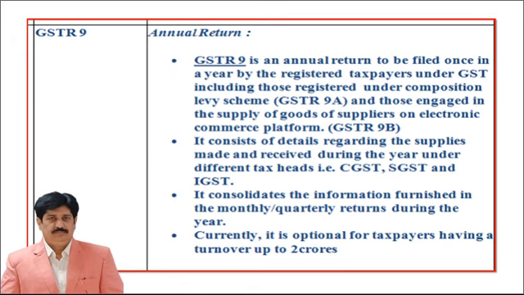Annual return consolidates the information furnished in the monthly or quarterly returns during the year. Currently, annual return filing is optional for taxpayers having turnover up to 2 crores. So this is the basic information relating to GSTR 9.